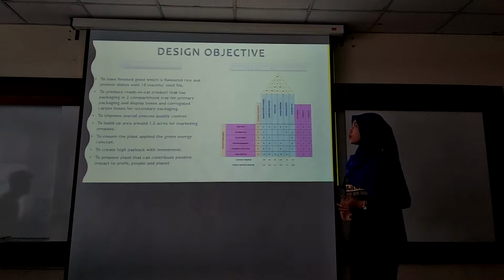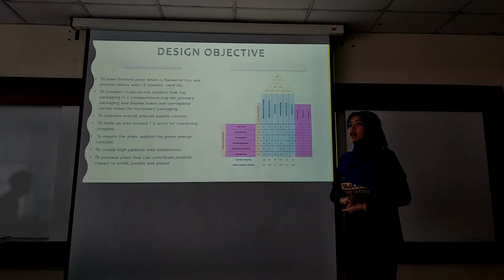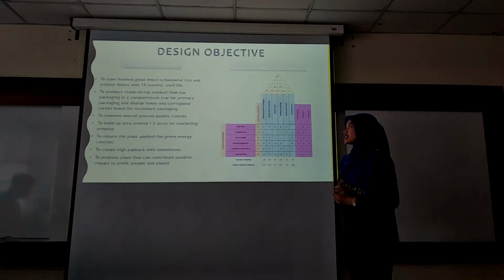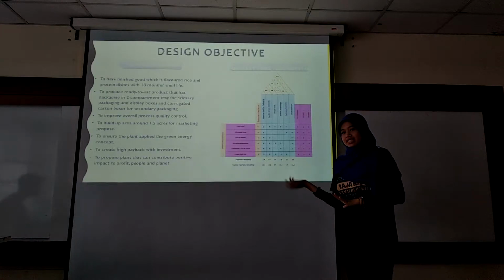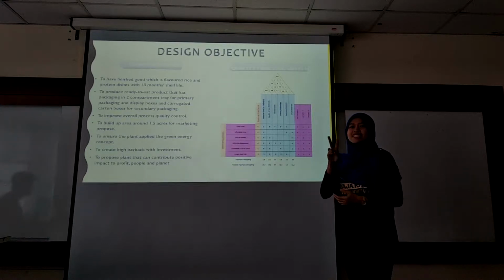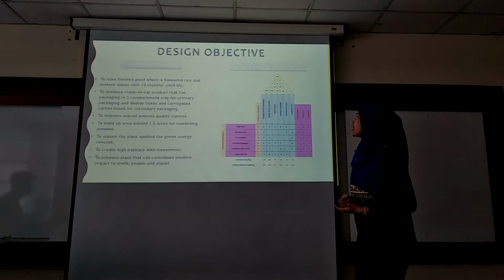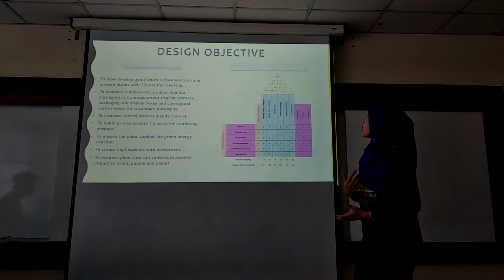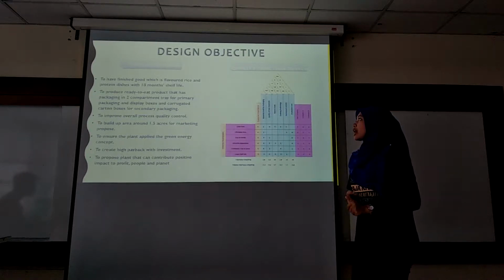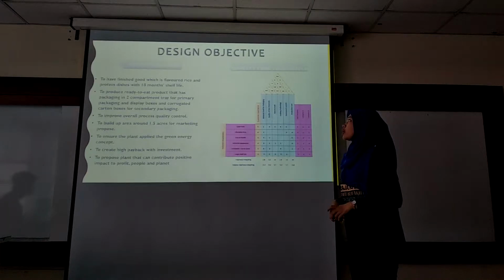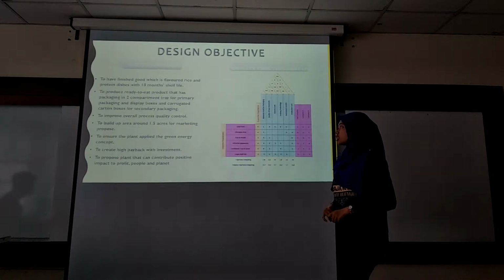For our task group, we have to design our project. So the first one is design objective. There are two design objectives, which are complementary design and also quality function development. Okay, for complementary design, we have to finish good, which is flavored rice and protein dishes with 18 months shelf life.